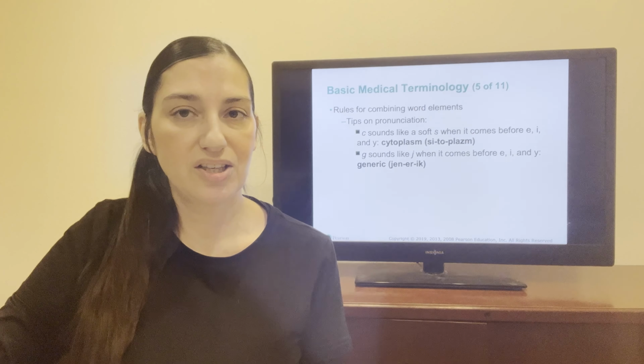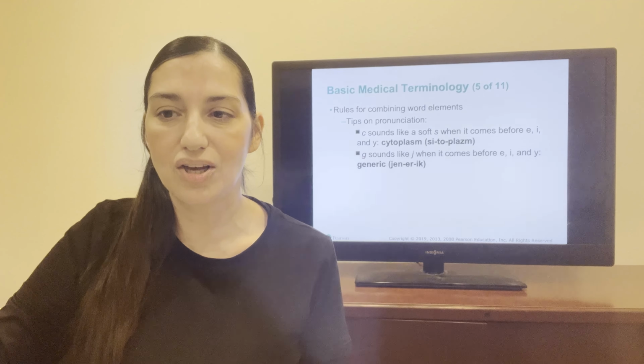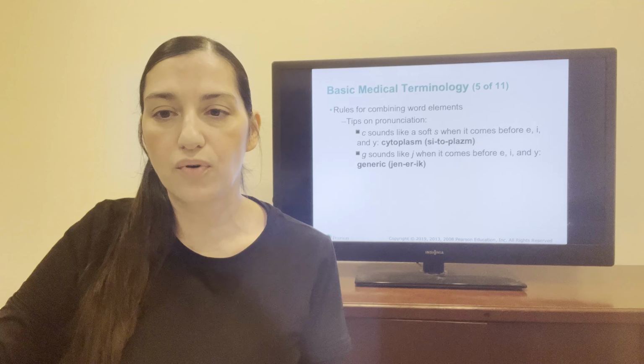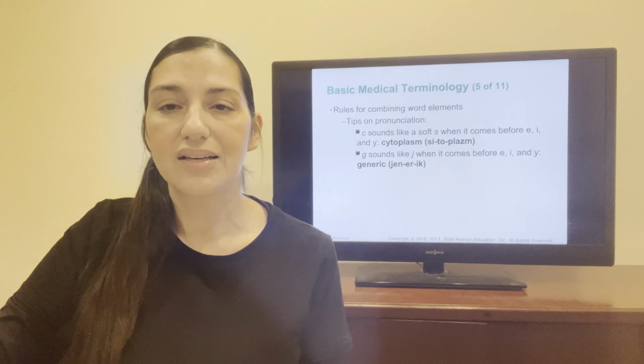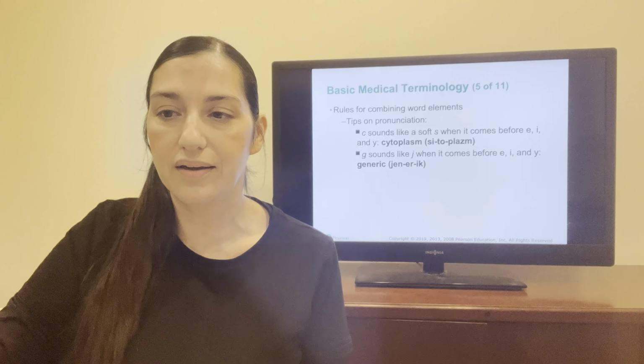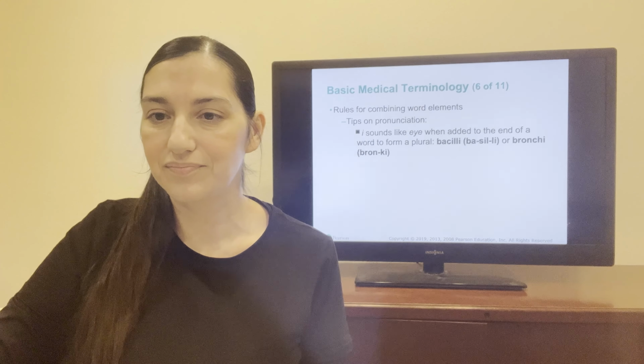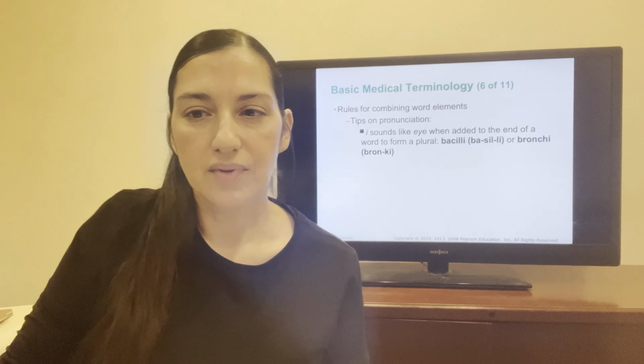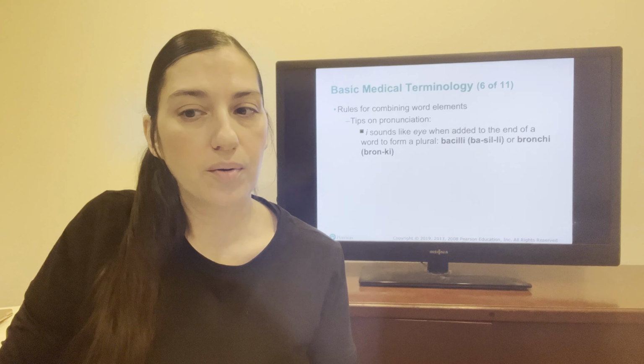Tips on pronunciation. C sounds like a soft S when it comes before E, I, or Y, for example, cytoplasm. G sounds like J when it comes before E, I, and Y, like generic. I sounds like I when added to the end of a word to form a plural, bacilli or bronchi.